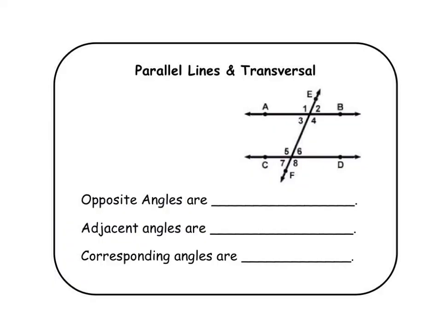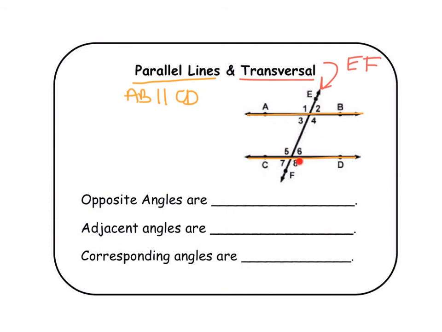Okay, our next topic is parallel lines and transversals. Parallel lines are these two right here. They are line AB, this one right here, and is parallel to line CD. The transversal is this guy right here. It's EF, and what happens is that transversal cuts those two parallel lines into two sets of angles. We have angles 1, 2, 3, and 4, and 5, 6, 7, and 8.